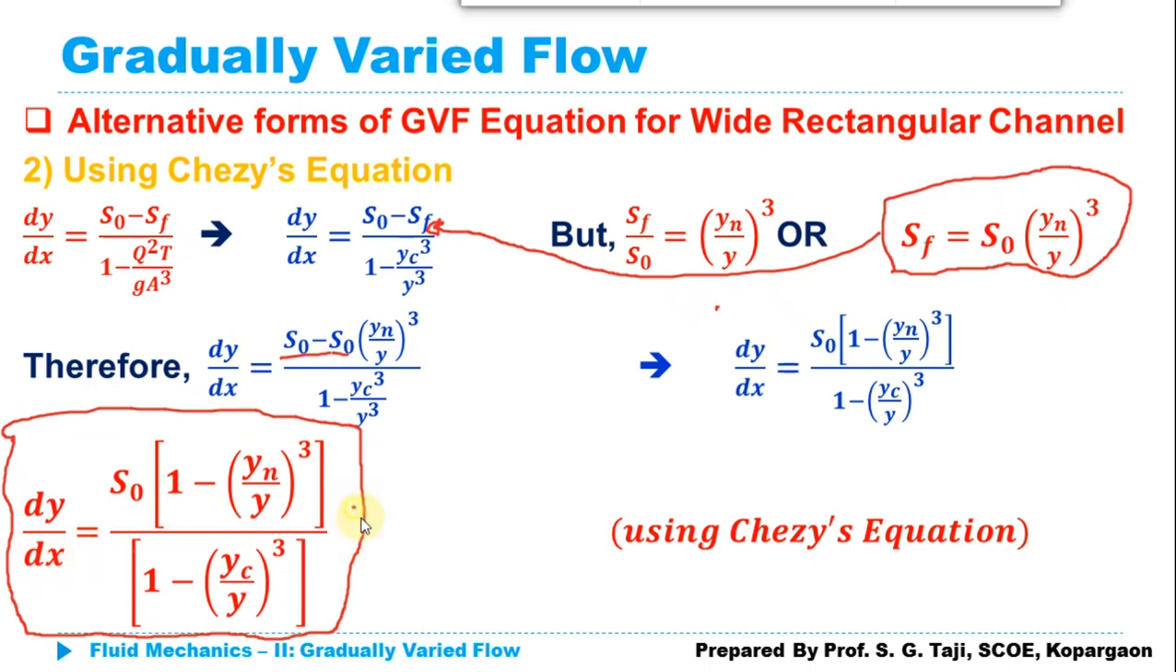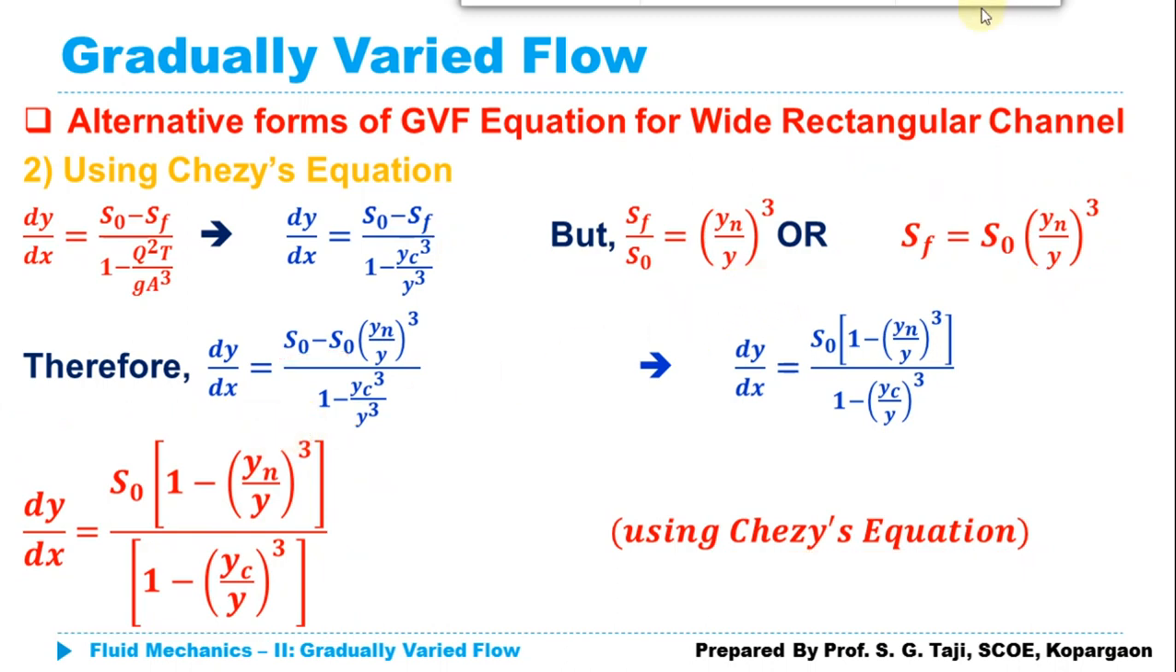This equation we have derived is the alternative form of the GVF equation, which is applicable for the wide rectangular channel, and which we have derived by using Chezy's equation. Hope you understood both the equations. The difference is that in the case of Manning's equation, there will be Yn upon Y raised to 10 by 3, and in the case of Chezy's equation it will be Yn upon Y raised to 3 only. So hope you understood both the alternative forms of the gradually varied flow equation, and both forms are applicable only to the wide rectangular channel.